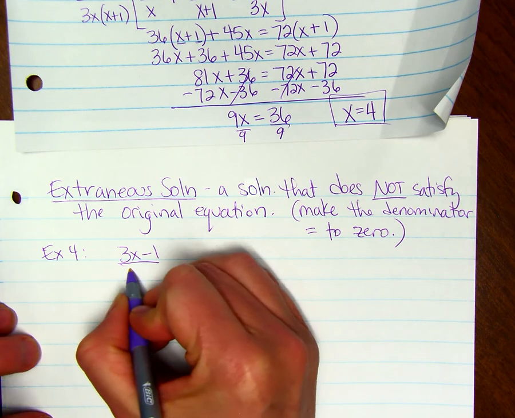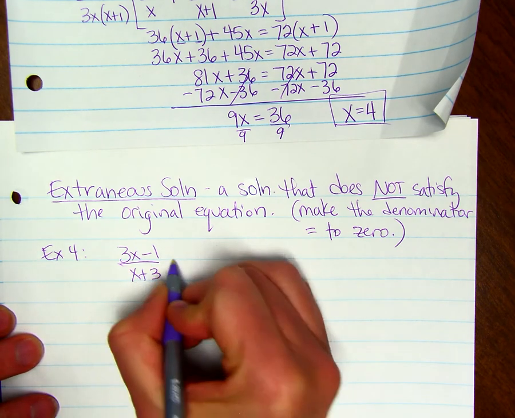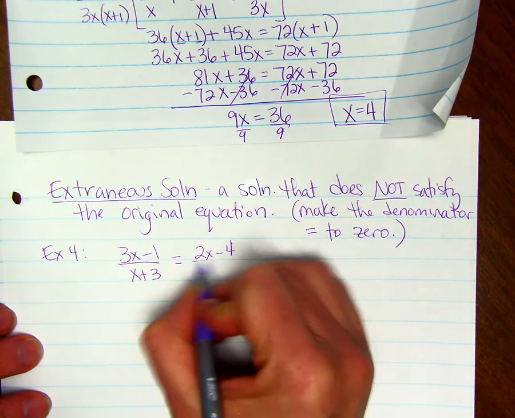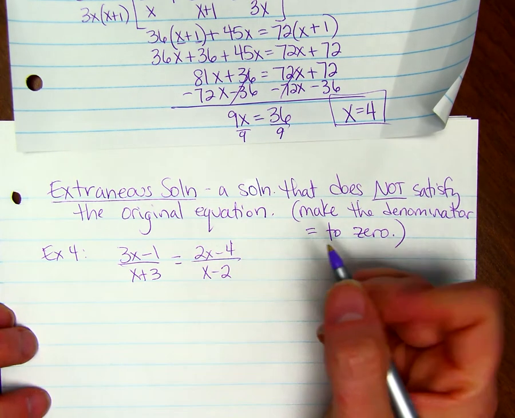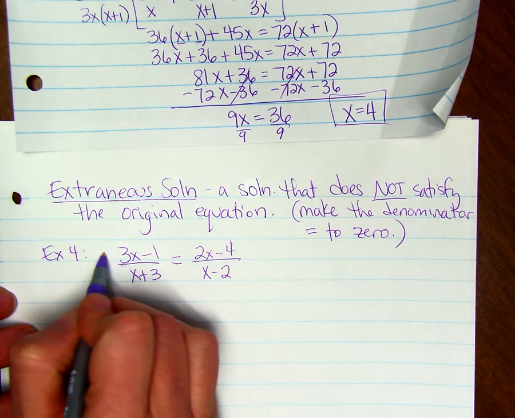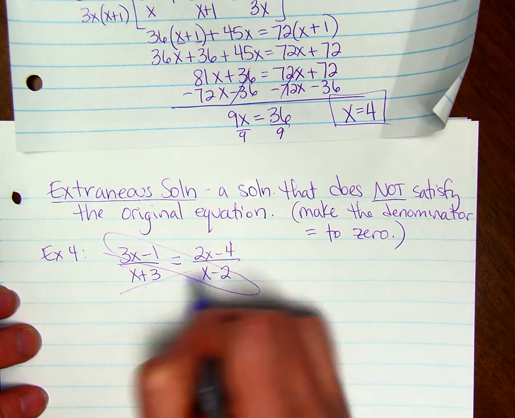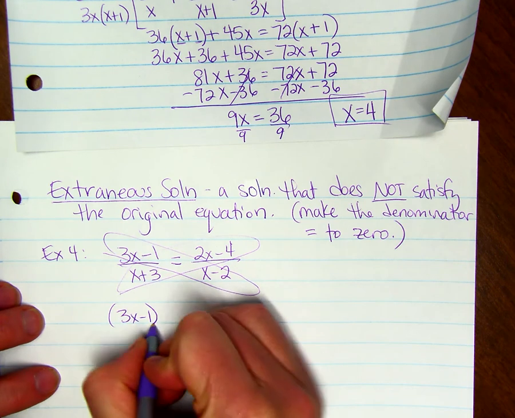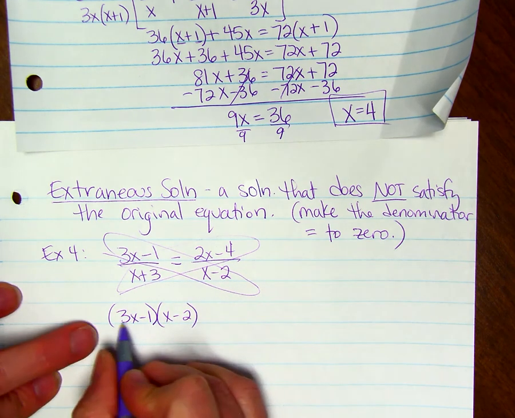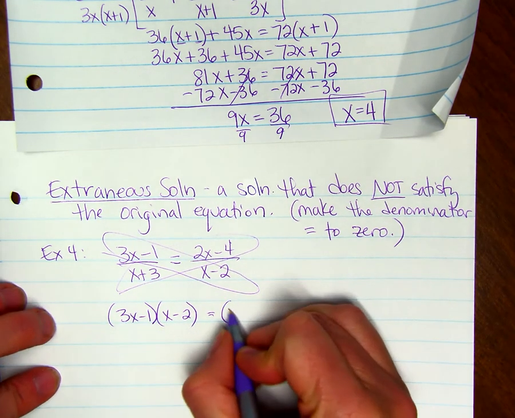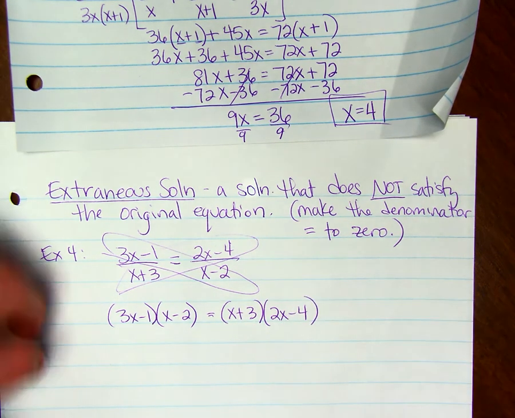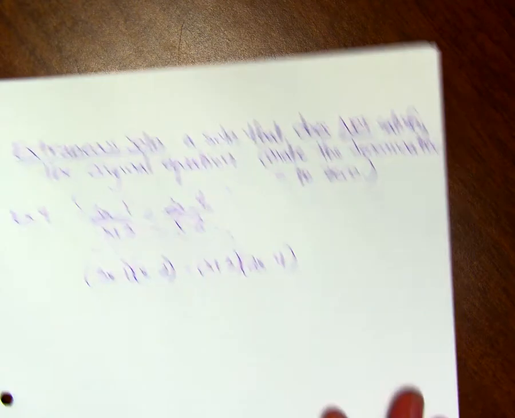3x minus 1 divided by x plus 3 equals 2x minus 4 divided by x minus 2. So because there's an equal sign here and this is a proportion, we're just going to cross multiply and we get 3x minus 1 times x minus 2. Now these are binomials and they need to be in parentheses so we can remember to use FOIL on them. We might get a middle term.